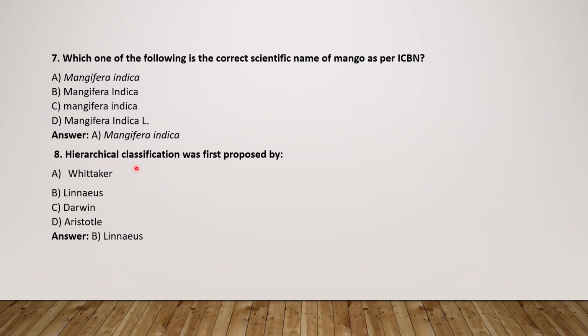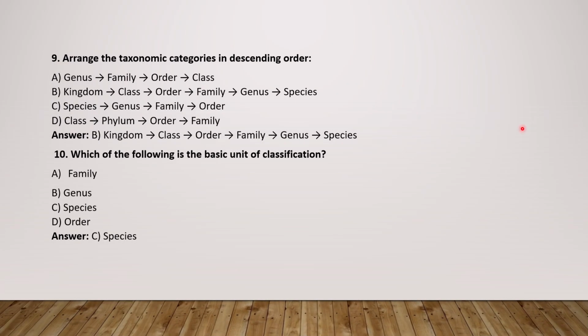Next question. Hierarchical classification was first proposed by. The right answer is option B, Linnaeus. Moving to the next one. Arrange the taxonomic categories in descending order. You can go through all the options, and the right answer here is option B, kingdom, class, order, family, genus, species. So it's in the descending order. The topmost one will come first, and the lowermost one will be the last option.